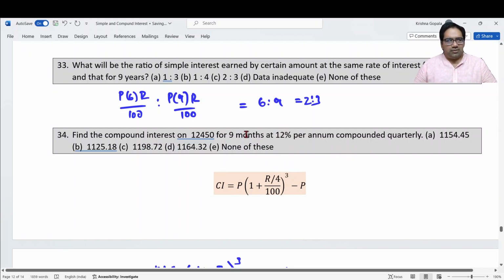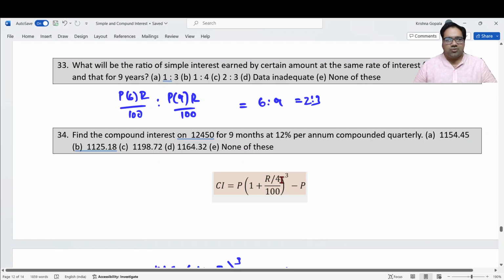Now, 9 months. The compound interest we have to calculate in 9 months. In 9 months, how many quarters are there? How many time periods are there? So, three. In 9 months, there are three 3-month time periods. In a year, there are four 3-month time periods. So per each quarter, the interest rate will become R by 4, because 12% is per year.